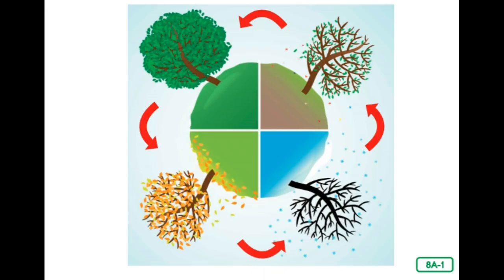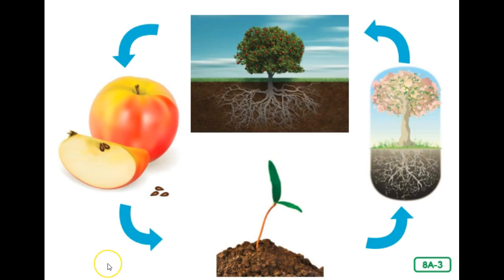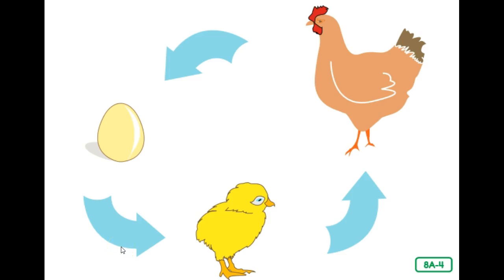Domain 6, Lesson 8, The Life Cycle of a Butterfly. This is a picture of the seasonal cycle. This is the picture of the life cycle of a plant. This is a picture of the life cycle of a tree. This is a picture of the life cycle of a chicken.